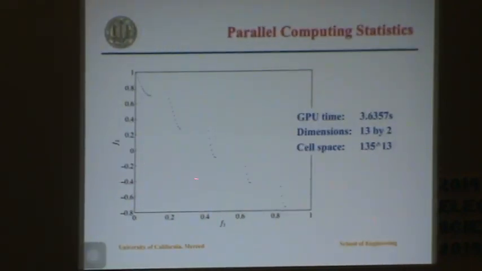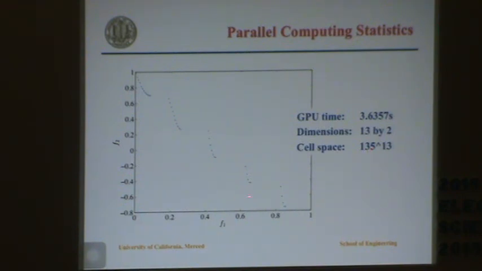This is the Pareto front. I don't have the Pareto set yet. If you look in the literature, you can see this has a series of Pareto fronts, also a series of Pareto sets. We actually did this, again in the 13-dimensional space. In the end, we did subdivision here, and the resolution of the cell space is 135.